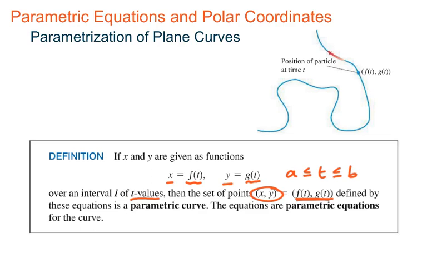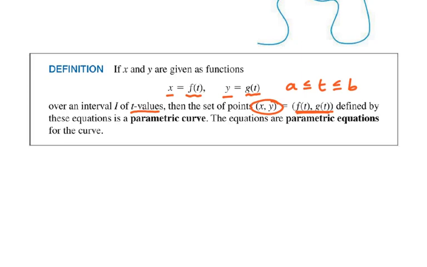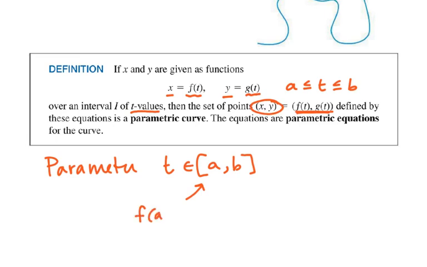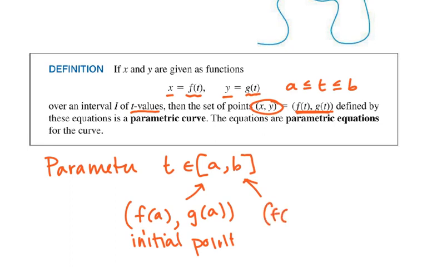And then oftentimes we will have, as I said here, a parameter on t. So the parameter is some t between an initial a and a terminal b value. And if we plugged those in, we could come up with an initial point, f of a for my x value, g of a for my y value, so an initial point on our graph where our graph starts. And the same with b: f of b, g of b would represent our terminal point.